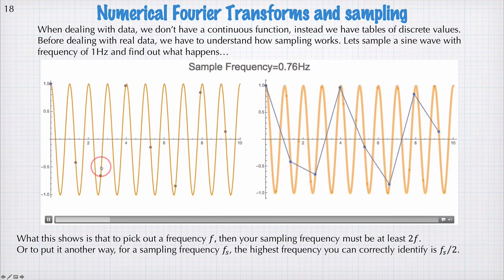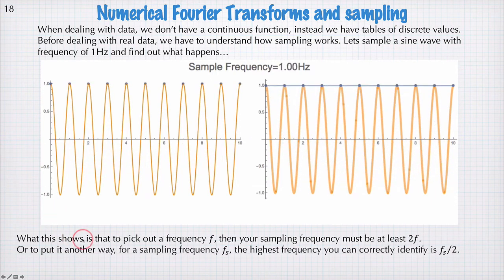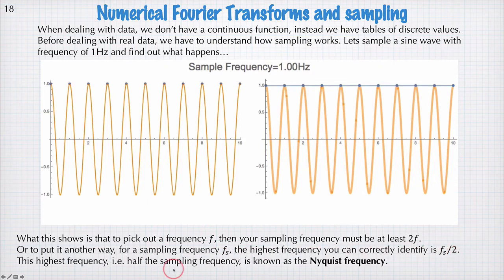And so what this tells us is that to pick out a frequency f, you need to sample at least 2f. Or to say that backwards, for a sampling frequency f_s, the highest frequency you can correctly identify is half of f_s. And this highest frequency, which is half the sampling frequency, is known as the Nyquist frequency.